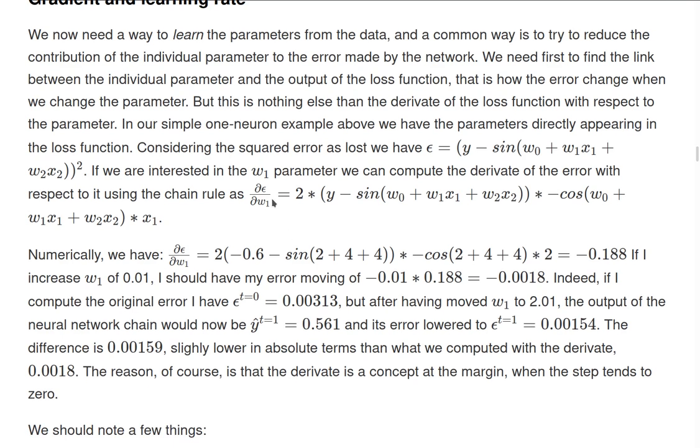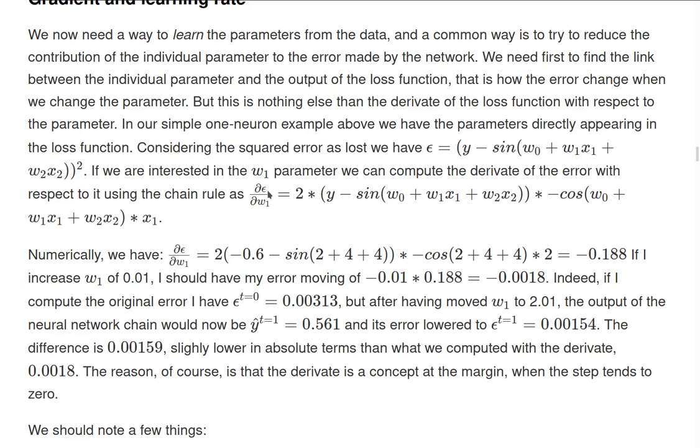So in our very simple example, we can write it directly, the error in terms of the parameter. So here the error, the loss, is equal to y minus sine of the weight, as is written here. And if you are interested in the W1 parameter, we can simply compute the derivative of the error with respect to it. So how do we do that? Well, we use the chain rule.